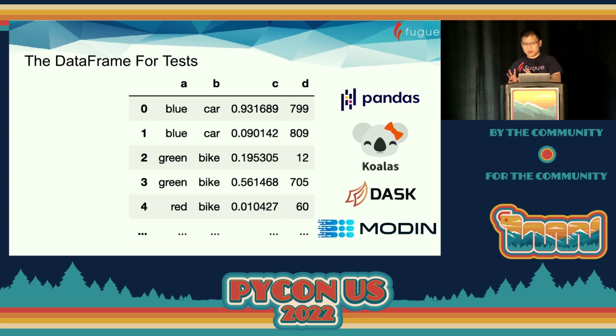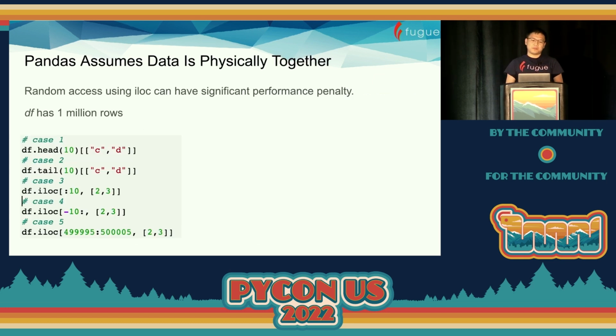We're going to use this data frame as an example to demonstrate some of the problems of some basic assumptions of Pandas. First of all, Pandas assumes that data is physically together. Look at this iloc function.